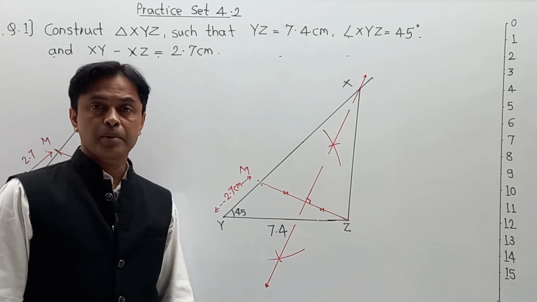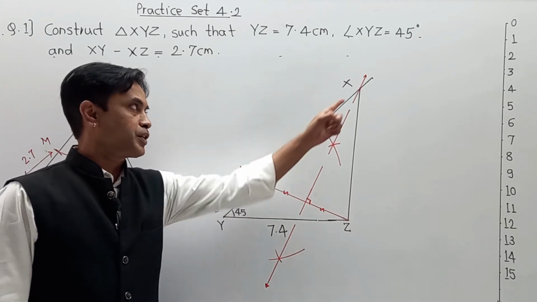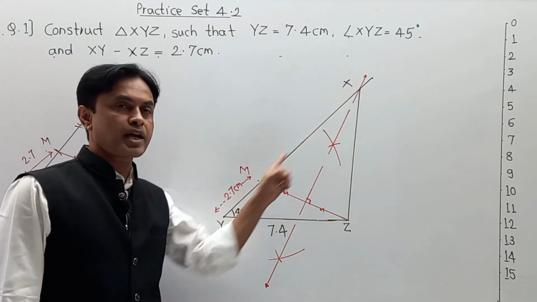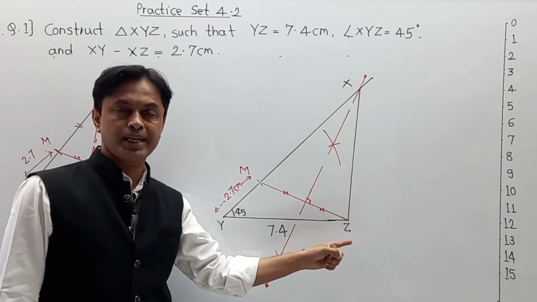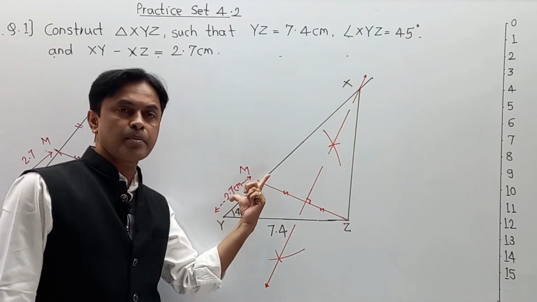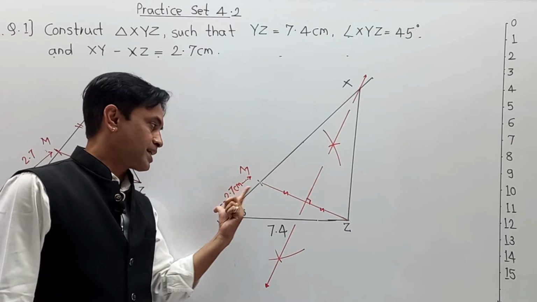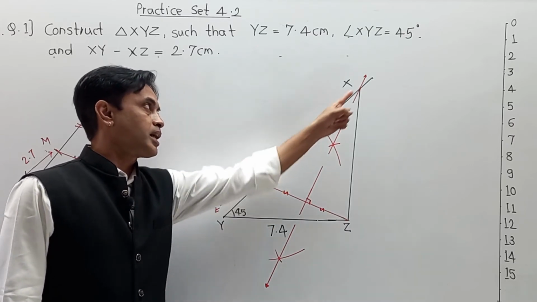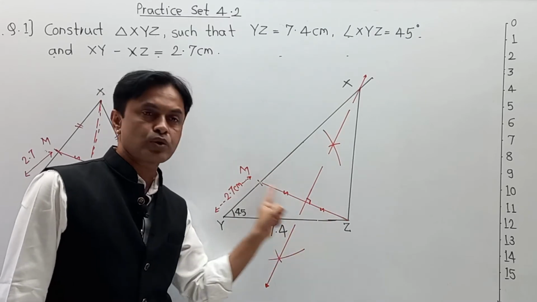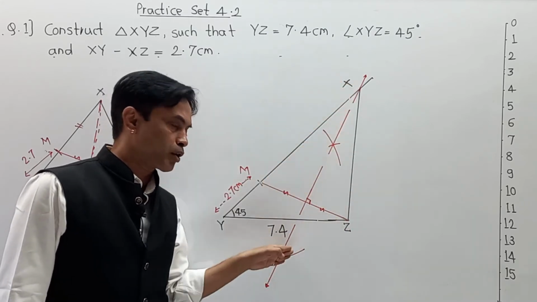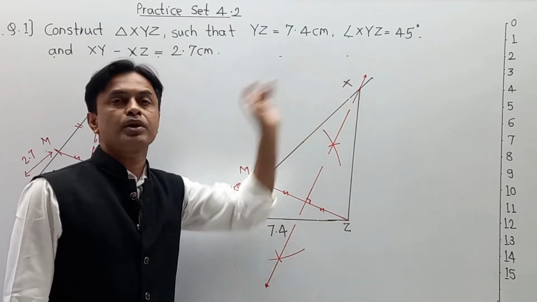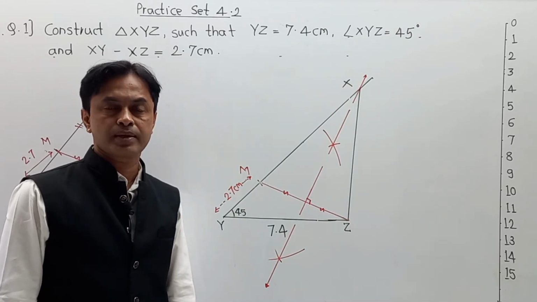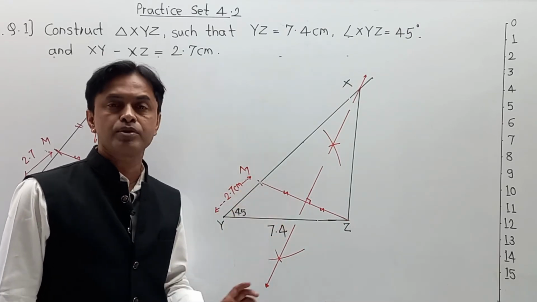Here remember one point. Whenever they give you a subtraction of two sides, it means larger side minus smaller side. In this way, you always have to make the marking in such a manner that the subtraction lies along this line, and after that you join the line and the perpendicular bisector. With the help of that you get the point called X. It is applicable all the time, so please pay attention.